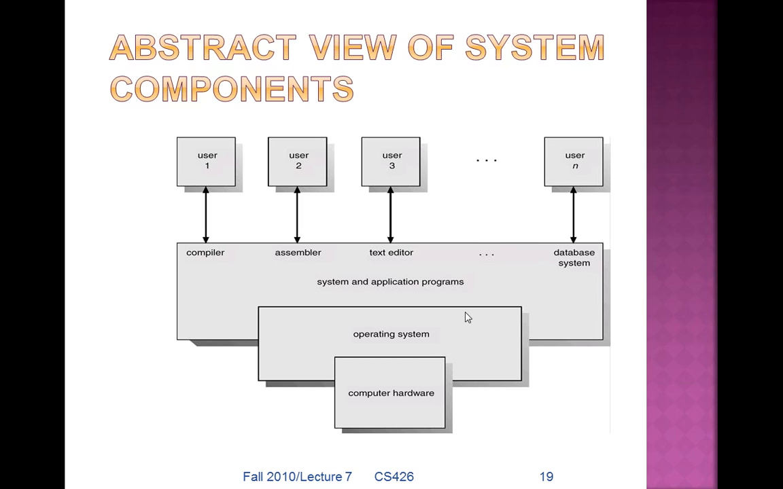Then this is the abstract view of the system. That is, the OS is the mediator or interface between the user and the hardware. There is a user at the starting phase, and there are so many users. Then there is an application program like compiler, assembler. Then there is an operating system that provides an interface between the hardware and the user.